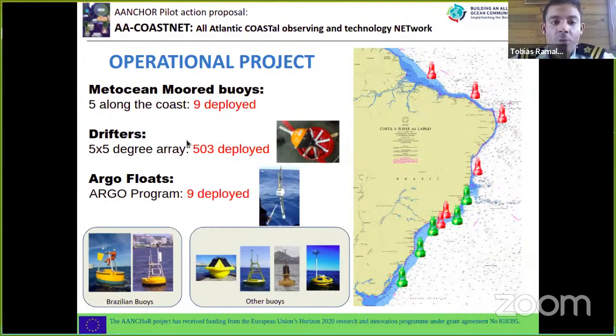We also want to maintain a 5x5 degree array of drifters, considering SVP and Spotter drifters. And we also want to deploy Argo floats. Since the beginning, we have already deployed 9 Argo floats along the Brazilian coast. We work with some buoys that are developed in Brazil, which we will talk about later, these two buoys here. But we also work with buoys developed abroad, from the US, Canada, and Europe.